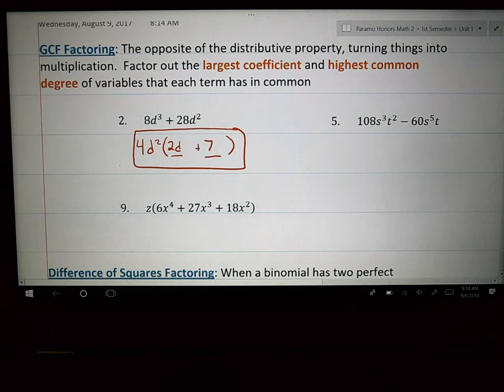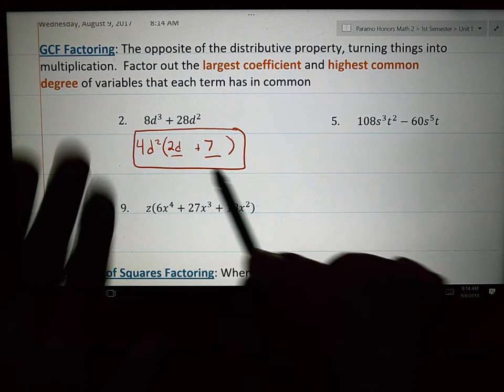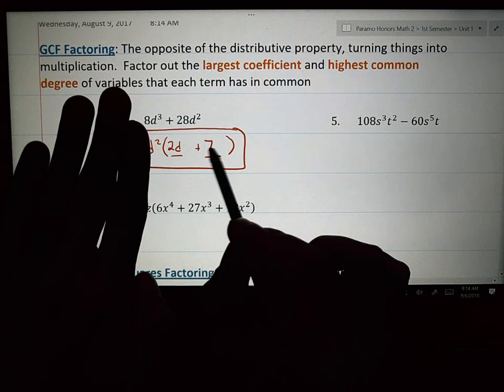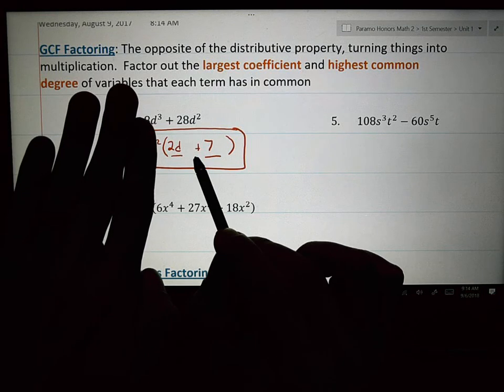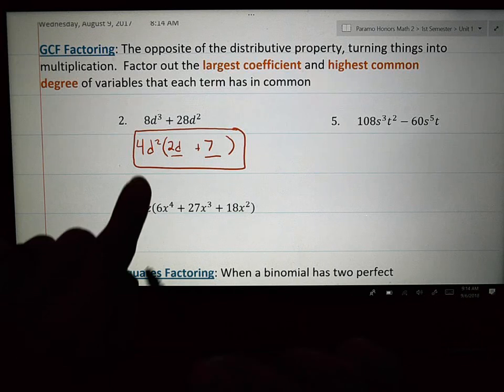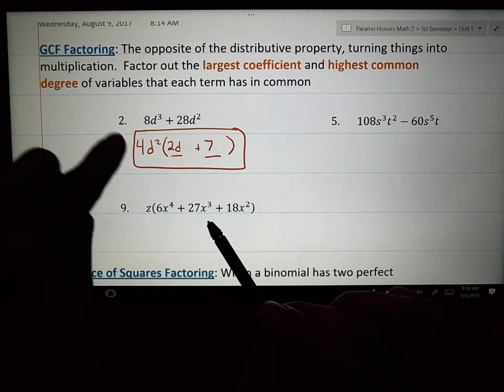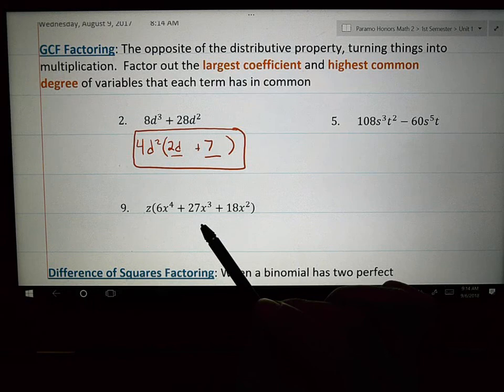The other thing that I always do, okay, this is my final answer: 4d squared multiplied by, in parentheses, 2d plus 7. I look in the parentheses and I say, is there a GCF of a 2d plus 7? Can I factor anything out of that? If you cannot, you have used or found the GCF. If you can, this was not the GCF. That's a good double check.